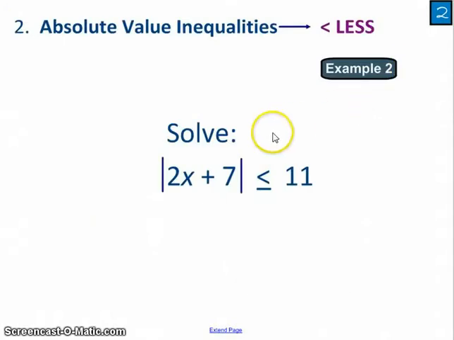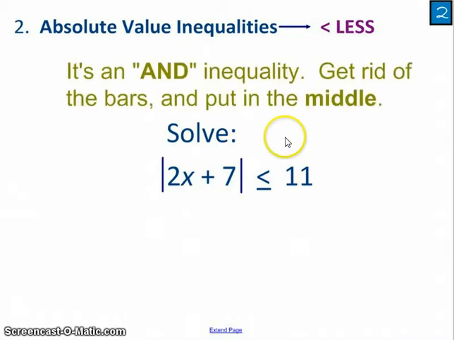All right, the second example out of the textbook is this one. This is a case where we've got an absolute value inequality, and as I say, the whole expression is less than some value. Well, whenever that happens, what you actually have is an and inequality. Remember that from chapter 1.6, just the last lesson. So what you need to do is get rid of the bars, meaning the absolute value bars, and put what you have left in the middle. So what do I mean by get rid of the bars? Well, literally, take them away. What do I mean by put it in the middle? What I mean is put it between 11 and its opposite. The opposite of 11 is negative 11.